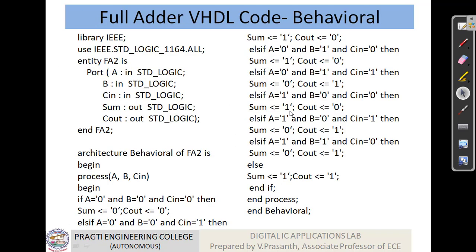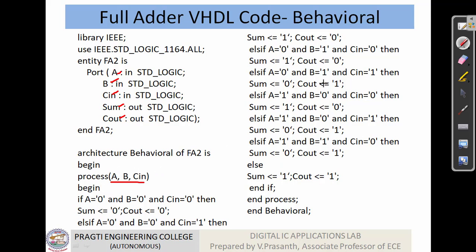If you go with the behavioral coding, you can see library IEEE. We use IEEE.std_logic_1164. Here the inputs are A, B, C in, and the outputs are sum and C out. Now we start the architecture. In the process, this is the sensitivity list: A, B, C in. Any change in A, B, C in changes the output.